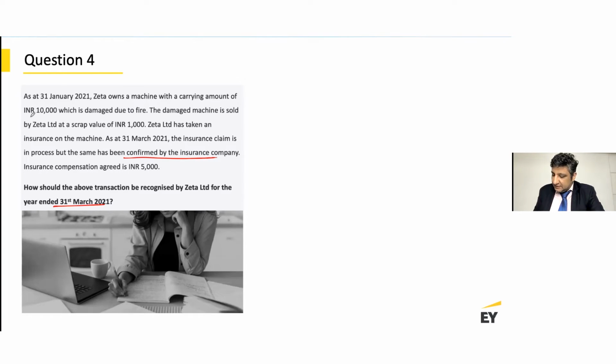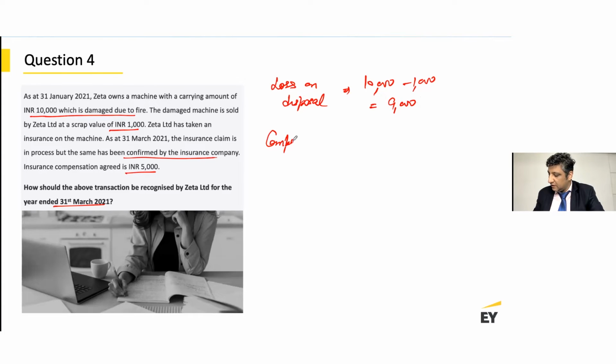One is there is a damage to the machine and there is a loss on the disposal. So there is a loss on disposal, which is 10,000 minus 1,000, and that comes to 9,000. And there is a compensation against the damage, which is 5,000 rupees. So we have a compensation in lieu of that damage, which is 5,000 rupees, right? The question's requirement, of course, is how should the transactions be recognized?